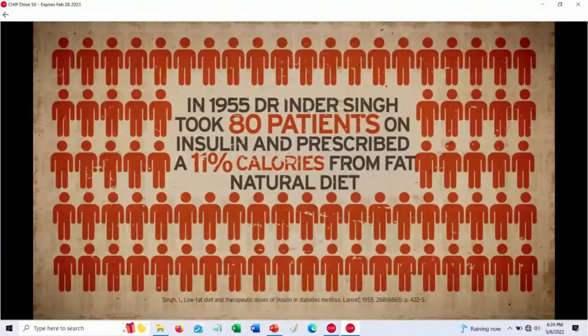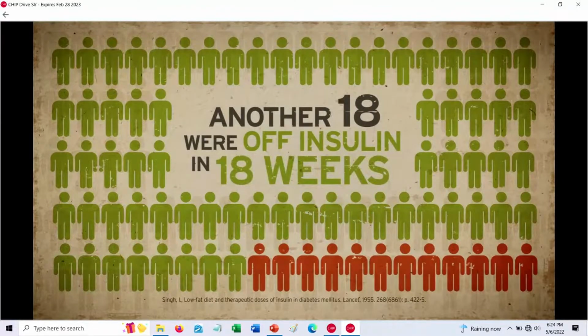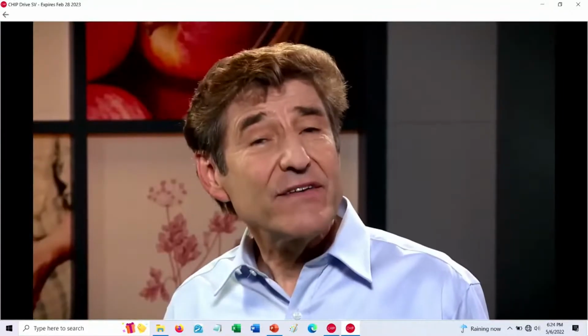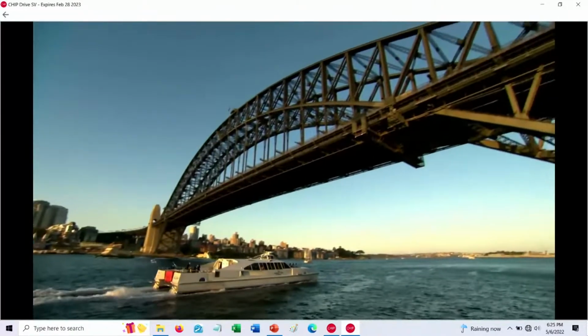And here are his results. Within 6 weeks, 50 of his 80 patients were off insulin, and another 18 were off insulin in 18 weeks. You know what that is? That's a success rate of 85%, and that in weeks. Good news, isn't it?